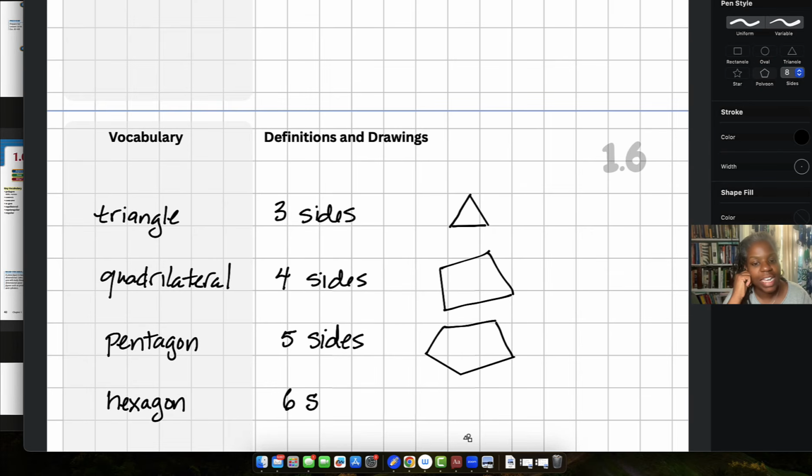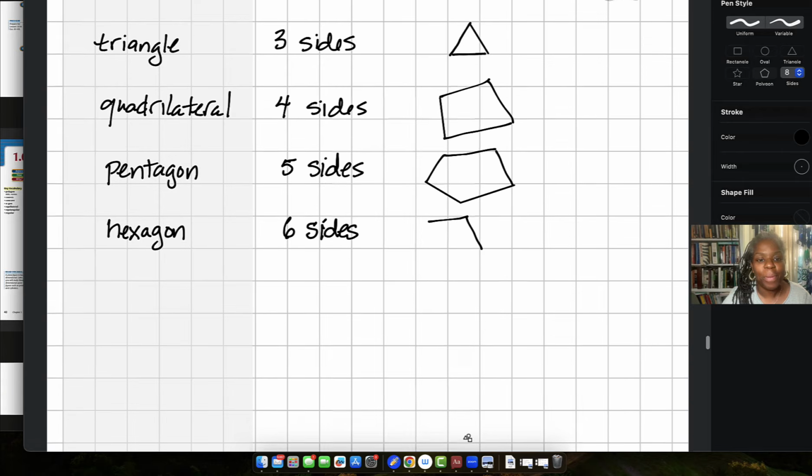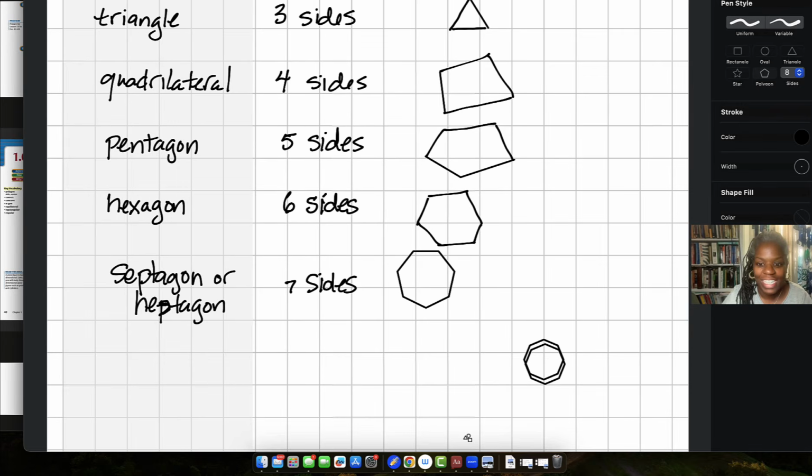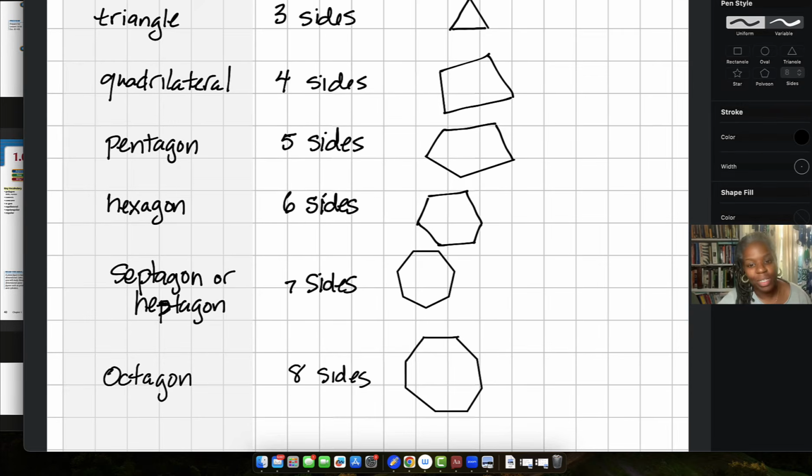Hexagon, 6 sides. Let's scooch up a little bit. Let's see if we can get it there. Septagon or heptagon. Can also be called a heptagon. It has 7 sides. We've got an octagon, which has 8 sides. We're going to go on to 2 more, and then we'll talk about an n-gon.